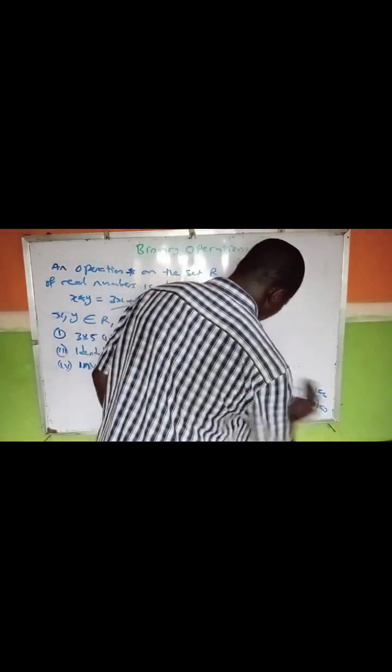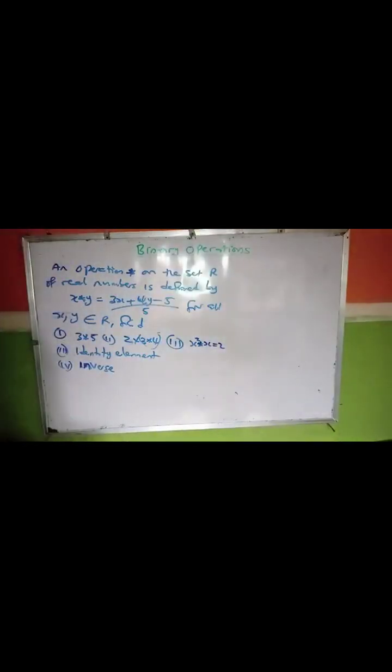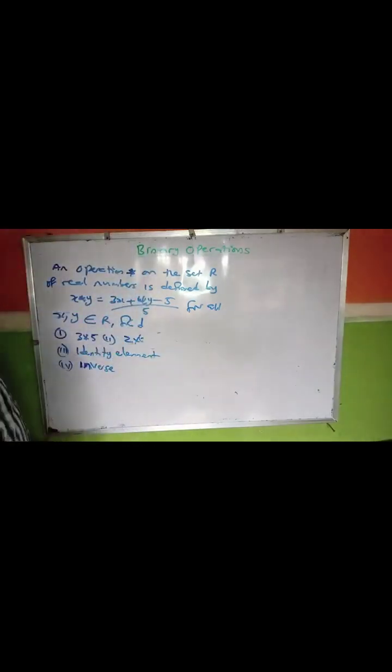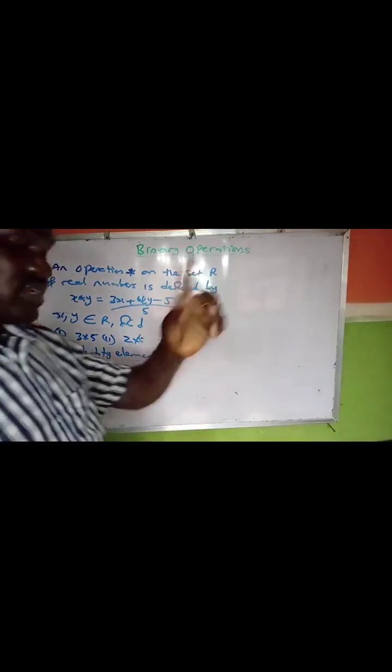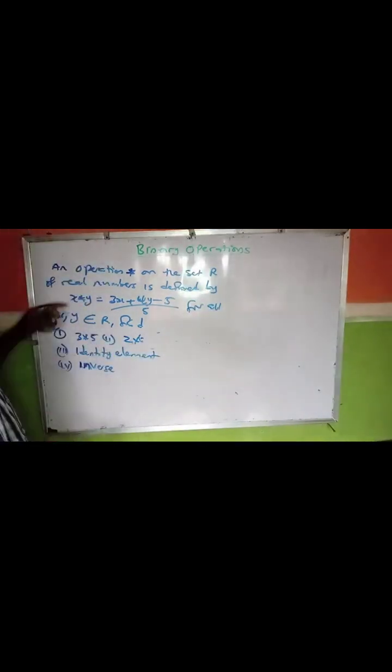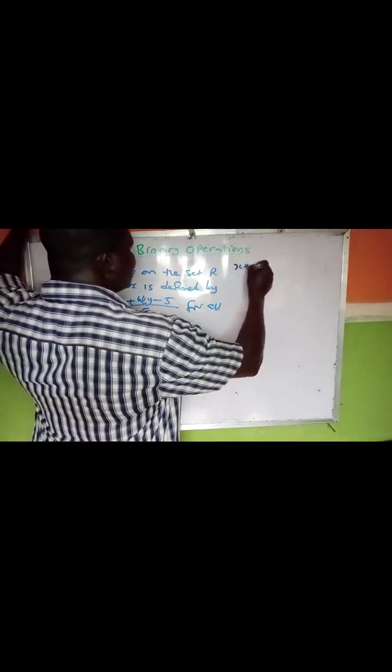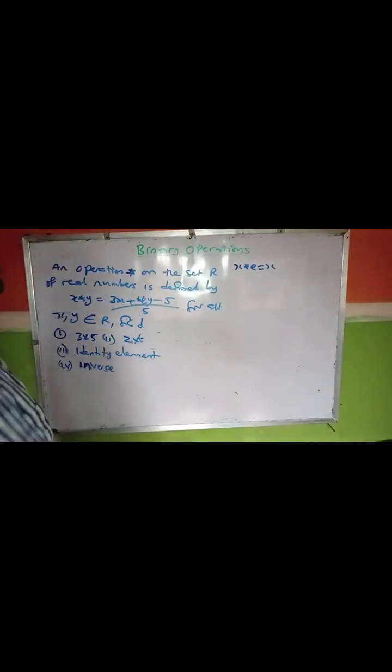Again here, you should find the identity element. So how are you going to find the identity element? Remember what I told you the other time, that the identity element is the element you combine with another one that gives you the same. So here, you define it with this x star e. If you combine x with e and it gives you x, it's what we refer to as the identity element.